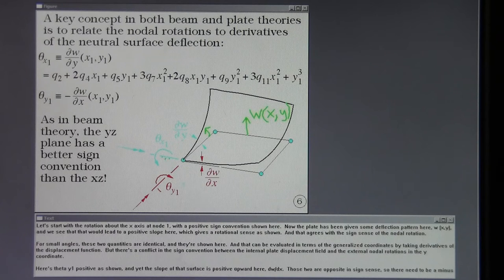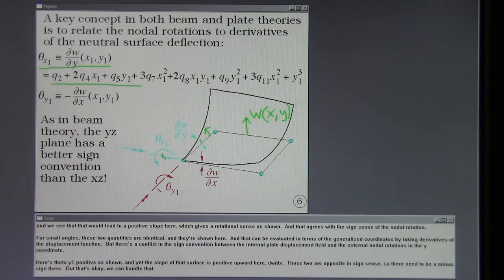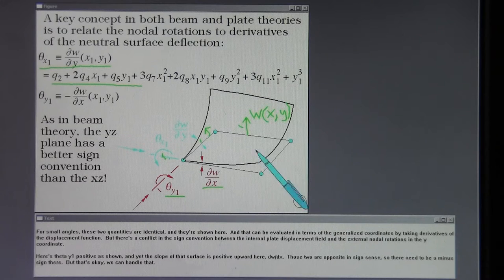For small angles, these two quantities are identical, and they're shown here. And that can be evaluated in terms of the generalized coordinates by taking derivatives of the displacement function. But there's a conflict in the sign convention between the internal plate displacement field and the external nodal rotations in the y coordinate. Here's theta y1, positive is shown, and yet the slope of that surface is positive upward here, dw/dx. Those two are opposite in sign sense, so there needs to be a minus sign there. But that's okay, we can handle that.